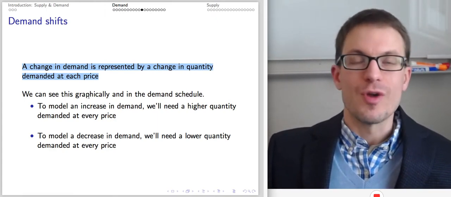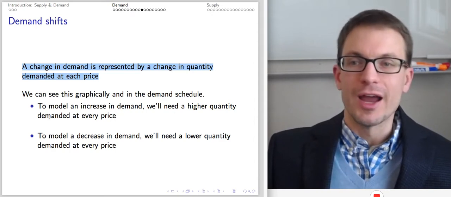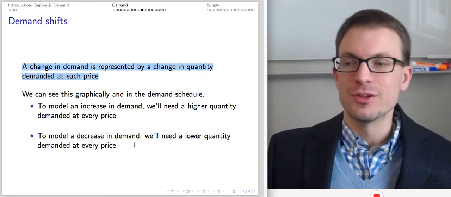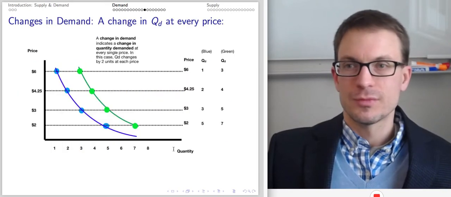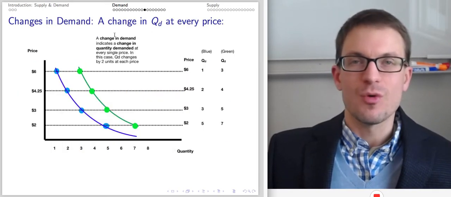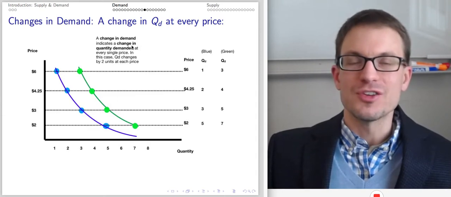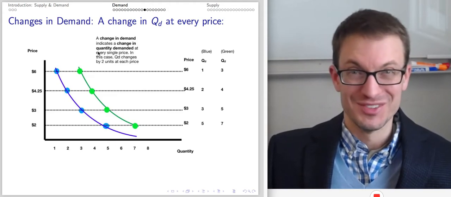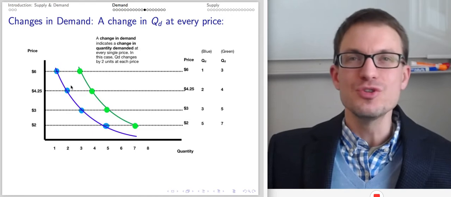So we'll see this graphically and then in the demand schedule. To model an increase in demand, we need a higher quantity demanded at every price. To model a decrease in demand, we need a lower quantity demanded at every price. So here's a change in demand, a change in quantity demanded at every price. It's important to say that a million times. In this case, quantity demanded changes by 2 units at every price.